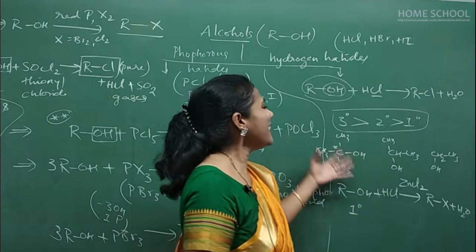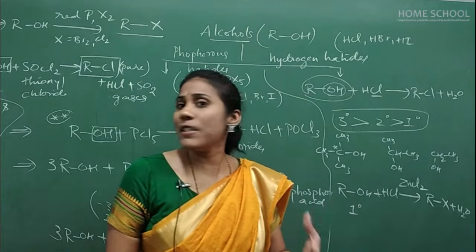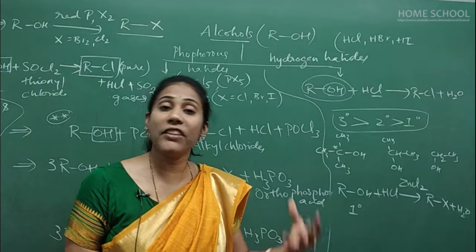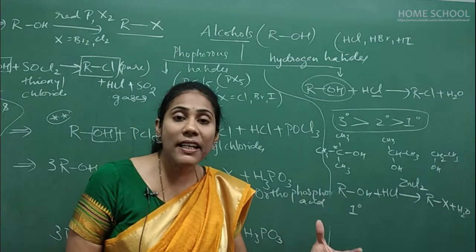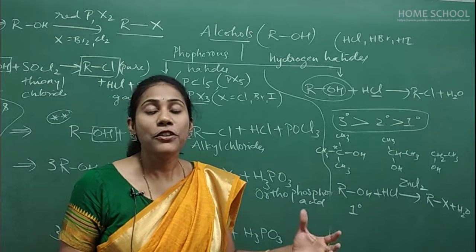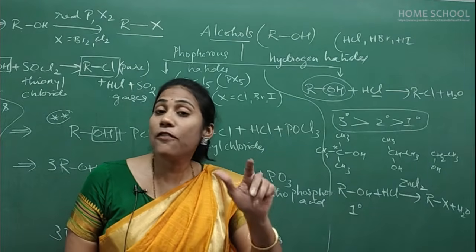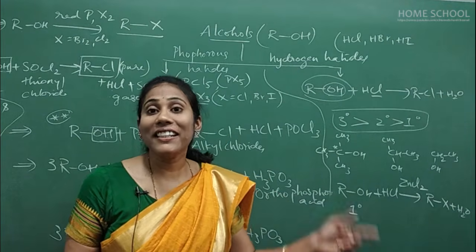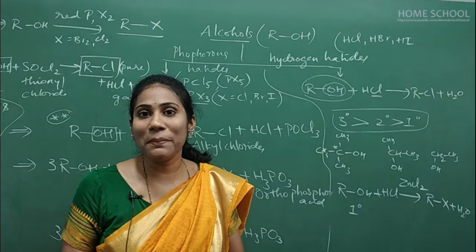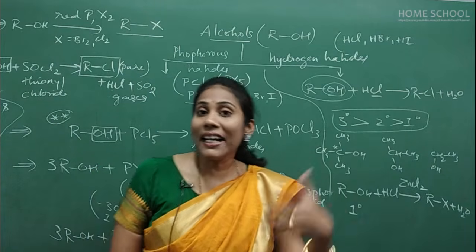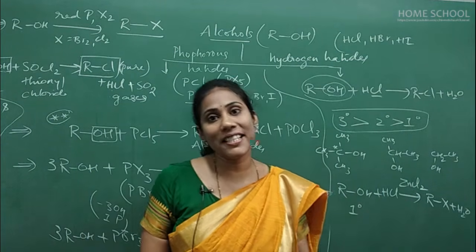So why is it like this? All this is because of the mechanism. You will understand why this order exists when you know the mechanism, which you will study in the next chapter, so don't worry. The mechanism involves the formation of a carbocation. We studied in class 11 that a tertiary carbocation is more stable, right? The carbocation that is more stable can give the product very easily.